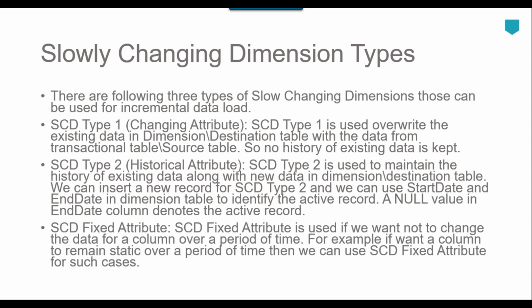The third one is the SCD fixed attribute. SCD fixed attribute is used if we do not want to change the data for a column over a period of time. So for example, if you want a column's data to remain static over a period of time, then we can use SCD fixed attribute for such cases. So let's jump to the demo.